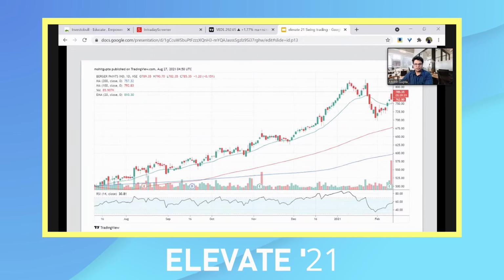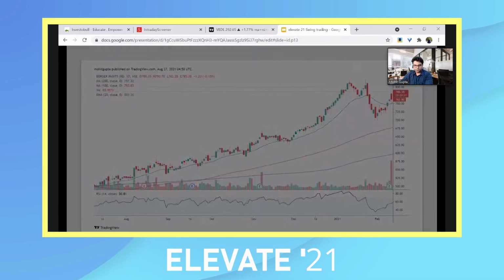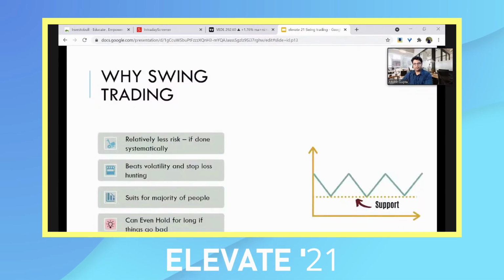Depending on that, your position will take that much time, right? So now, first of all, we must try to understand why swing trading is better and why you should approach swing trading, especially the Technofunda trading that we are going to discuss today, right? Swing trading is definitely better because it has relatively less risk if it is done systematically.